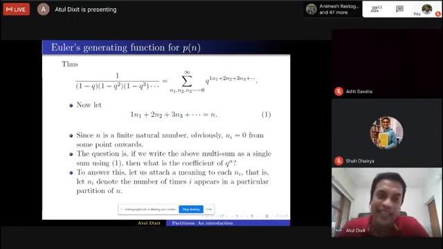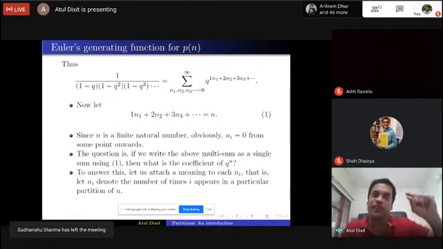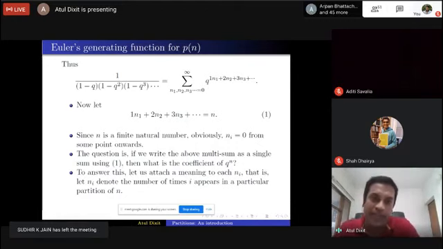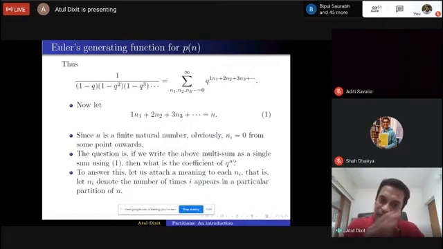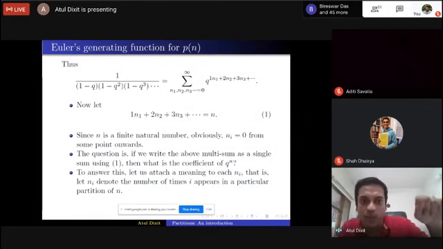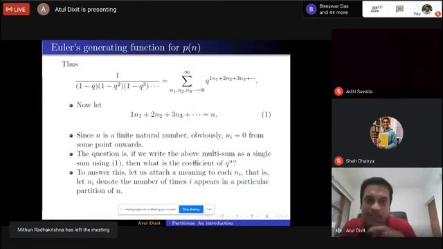I can take n1 to be 4 itself and all of the n2, n3, n4 onwards to be equal to 0. But then that gives me the partition 1 plus 1 plus 1 plus 1, because there are 4 ones. But I could do n1 as 2 and n2 as 1, and then all of the n3, n4 as 0. So that will give me 1 plus 1 plus 2. So that is a partition 2 plus 1 plus 1.